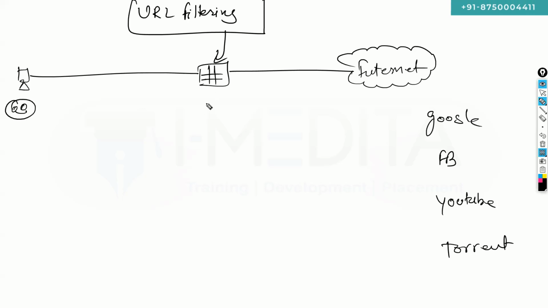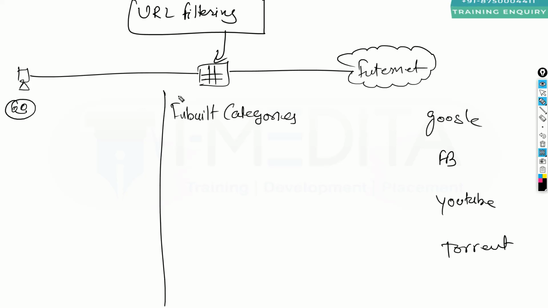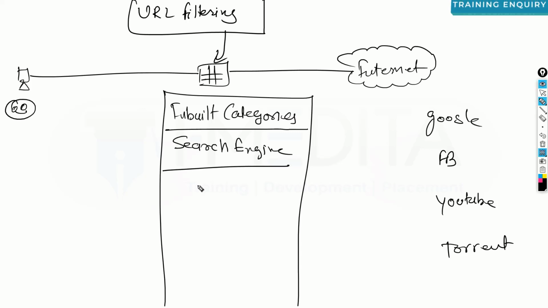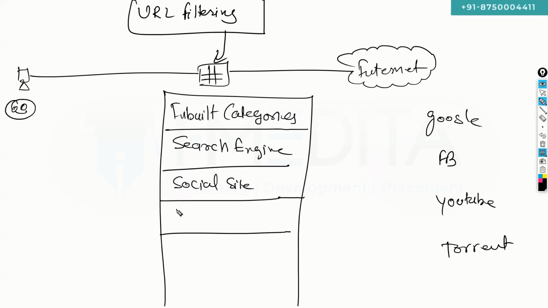If you enable it, then the Checkpoint firewall has inbuilt categories, like when we are talking about Google, Google belongs to search engine. Next, we have Facebook, social site. Next, we have YouTube, streaming video.